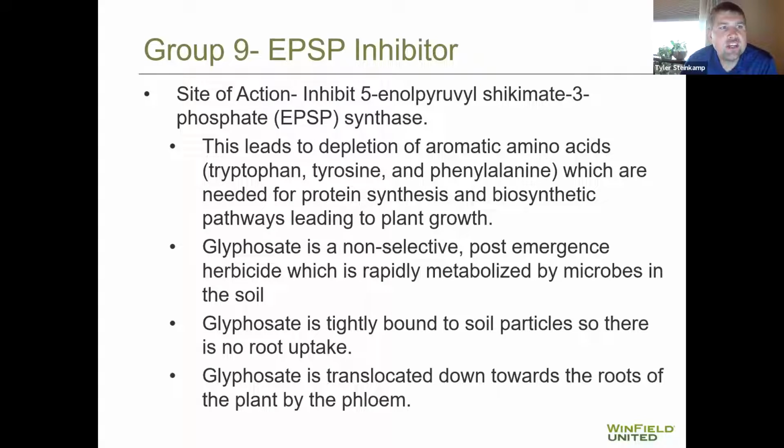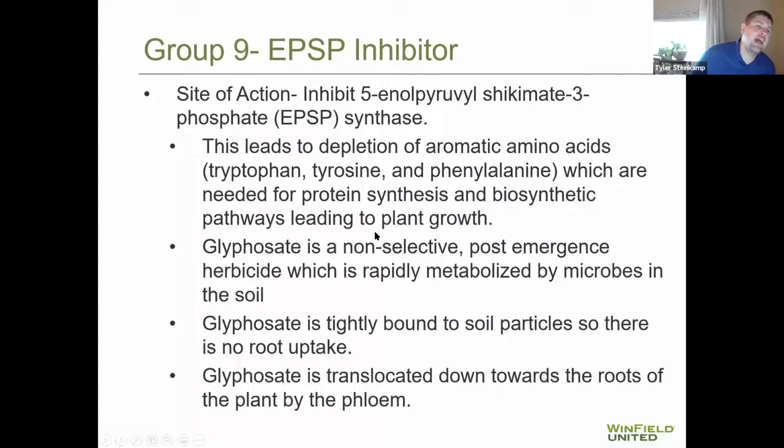The site of action: it inhibits the EPSP synthase, which forms an enzyme and eventually forms the aromatic amino acids. Basically, this is shutting down the ability of the plant to form tryptophan, tyrosine, and phenylalanine. Those are really important in protein synthesis and biosynthetic pathways.